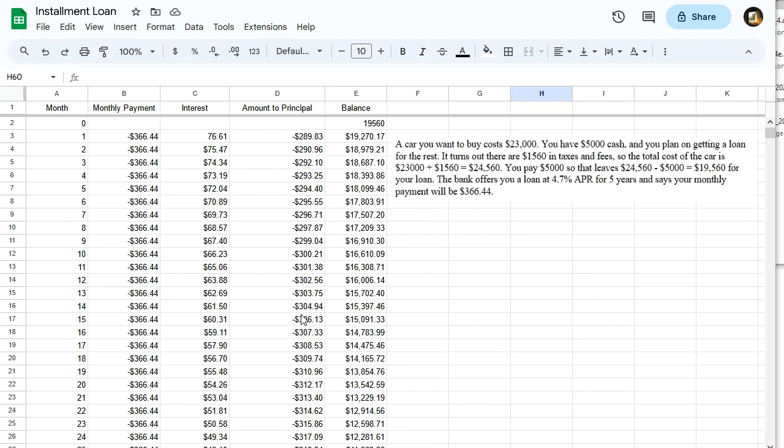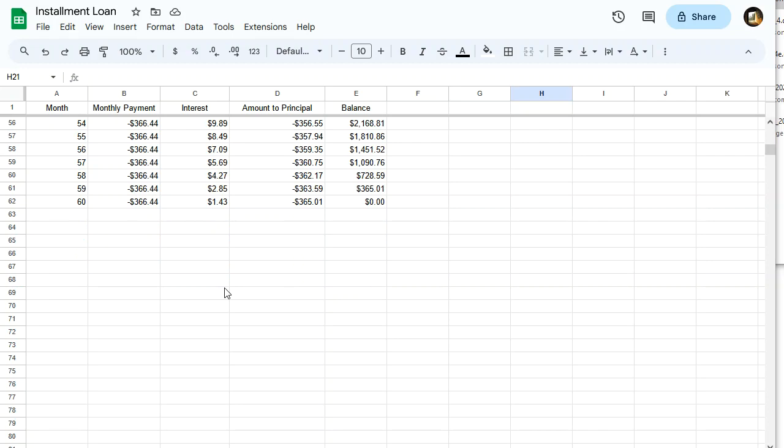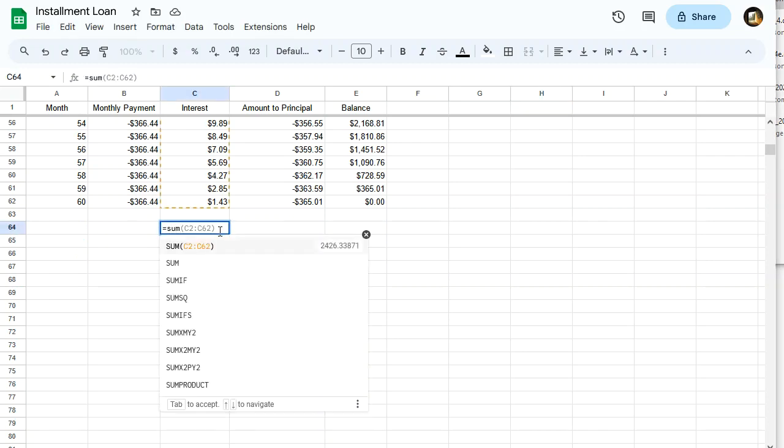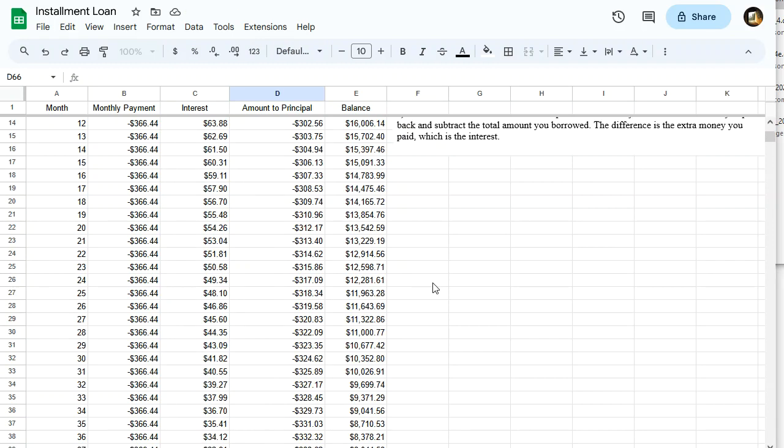Alrighty, let's answer some questions. Find the total amount of interest paid by adding up the interest column on your spreadsheet. All right, that's easy enough. Let's go to our interest column down here, equals the sum, and look, it's populating for me there. I like what it's suggesting, so I'm just going to hit that, and I want to change this to money just because I like it to look like money. There we go. All right, $2,426. That is the interest.